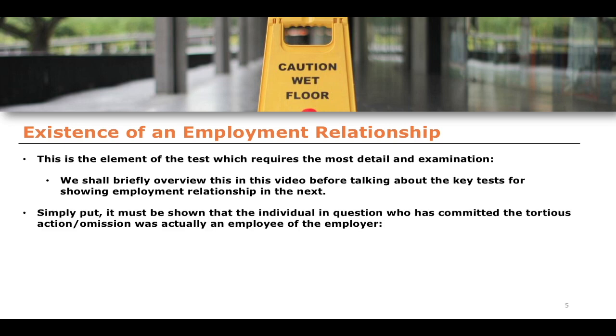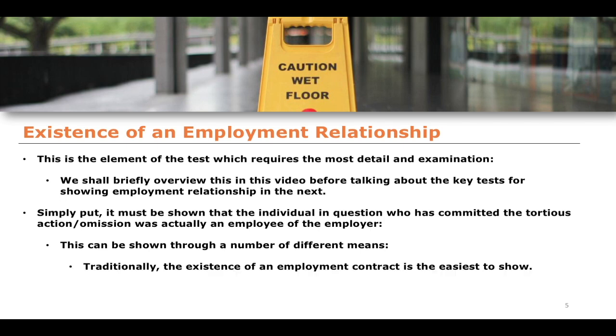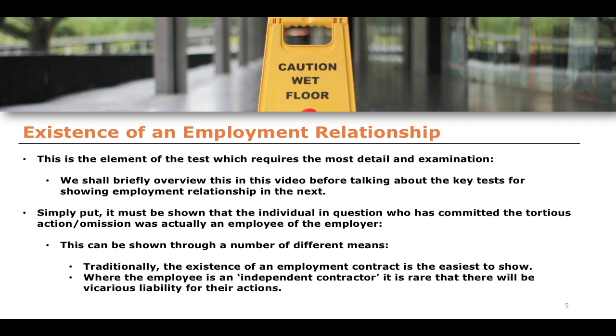Simply put, it must be shown that the individual in question who has committed the tortious action was actually an employee of the employer. This can be shown through a variety of different means. So, for example, the existence of an employment contract. Very easy. If there is an employment contract, they performed this tortious action in the course of performing that contract, and there was a tortious action obviously in the first place, then the employer could be liable in the case of vicarious liability.